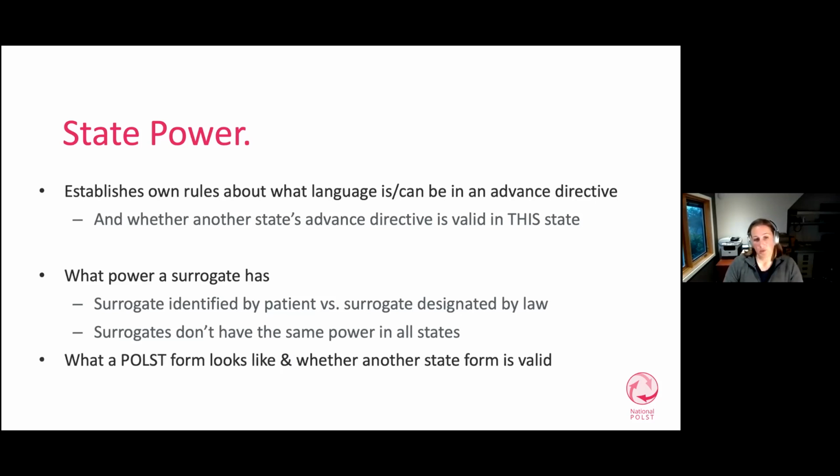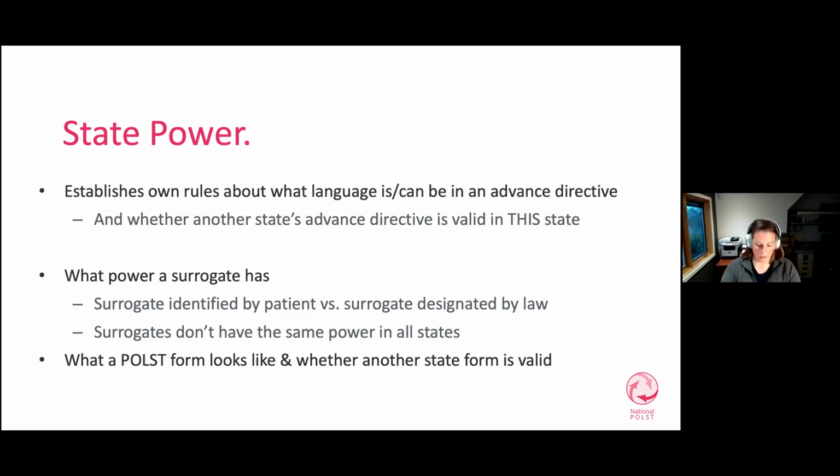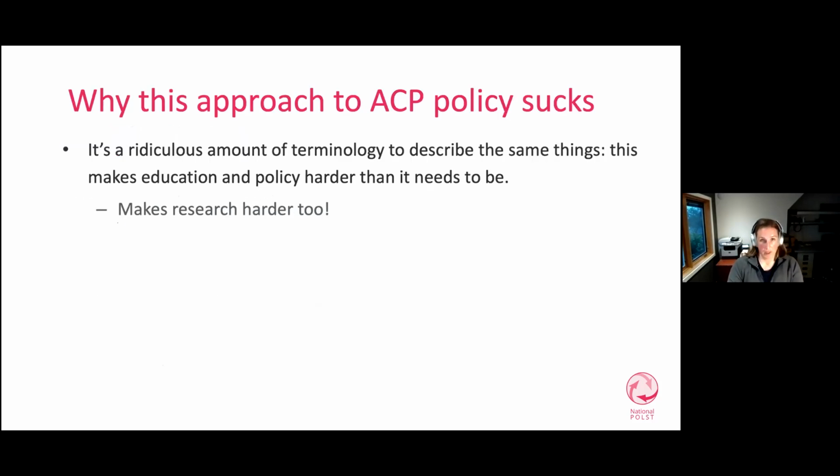And states can decide what a POLST form looks like and whether a POLST form in another state is valid or not. So you can have your POLST in one state and it might not be valid in another. Fortunately, that's not often the case, but I'll give you an example in a second of why this is a problem. Overall, this approach is not great.